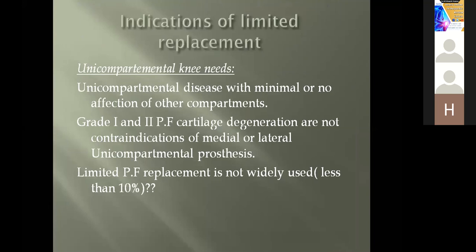Indication of limited knee replacement, that's to say unicompartmental: unicompartmental disease with minimal or no affection of the other compartments, it could be medial, it could be lateral. Some surgeons are now considering bicompartmental uni, that's to say medial uni with lateral uni, provided that the collaterals are okay.